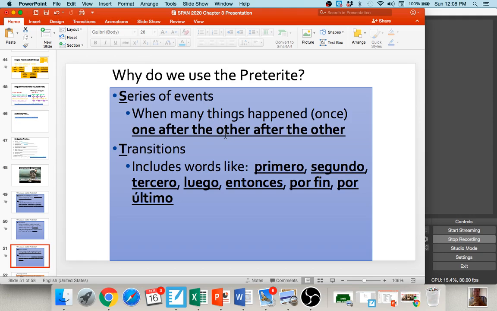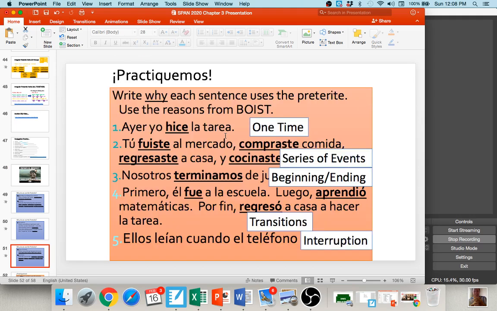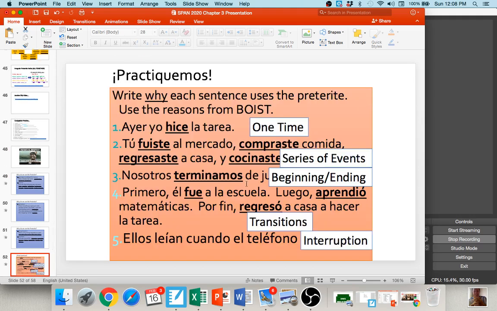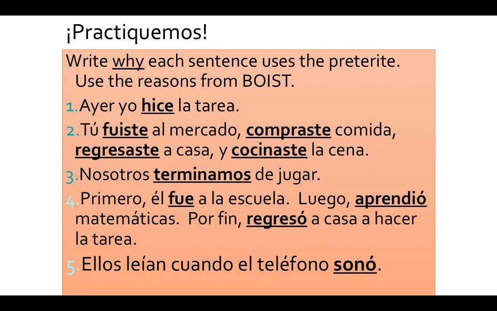And then finally, the T in VOICES stands for transition words like primero, first, segundo, second, tercero, third, luego and entonces, then, por fin, finally, so on and so forth. So I want you to take a look at these sentences here. And I wish I could hide my answers. I wasn't able to do that. I'm sorry. But I want you to see sort of the reasoning behind this. So I have an idea. Hang on. Okay, here we go.